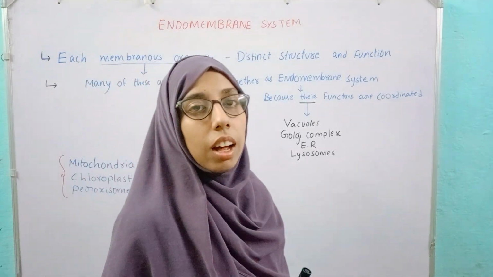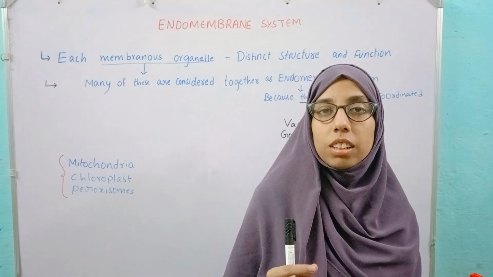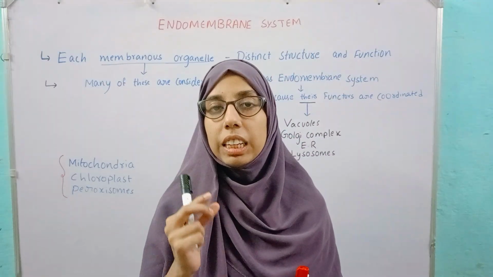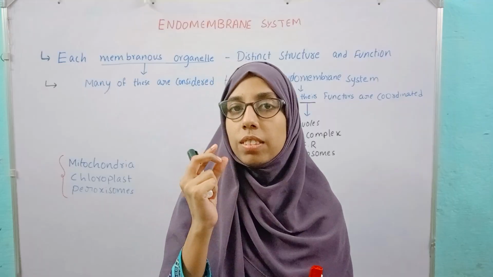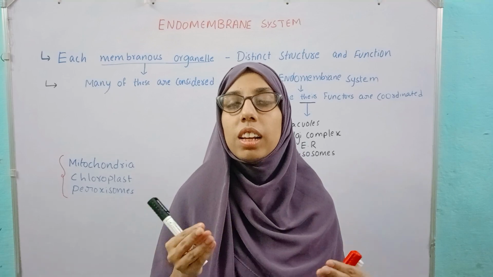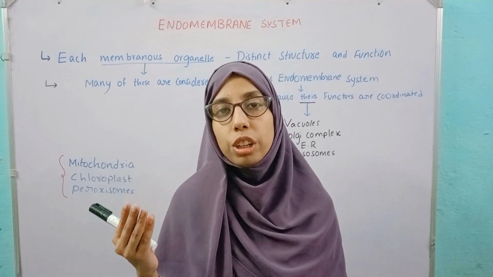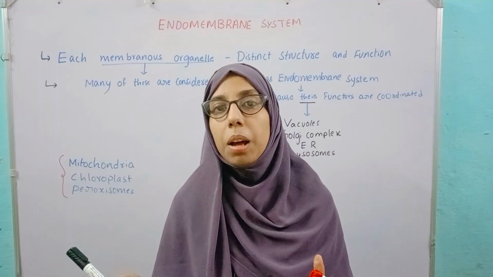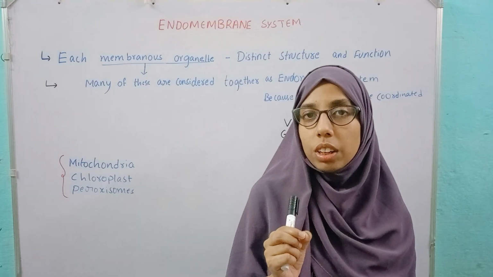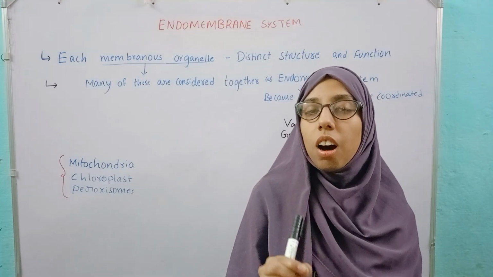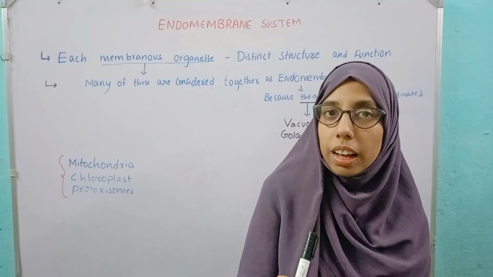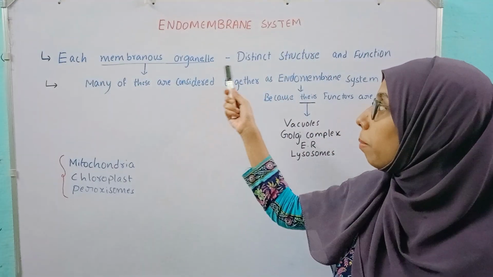As we know, a eukaryotic cell contains distinct organelles and these organelles are surrounded by membrane. Each organelle present in eukaryotic cells, such as mitochondria, chloroplast, vacuoles, lysosomes, has its own distinct structure and a distinct function. But the functions of some organelles are coordinated. So these organelles together form the endomembrane system.